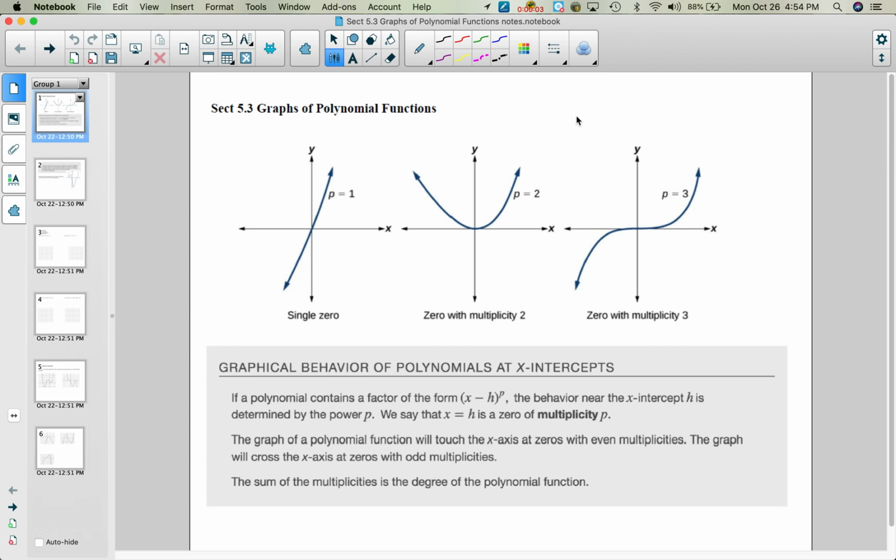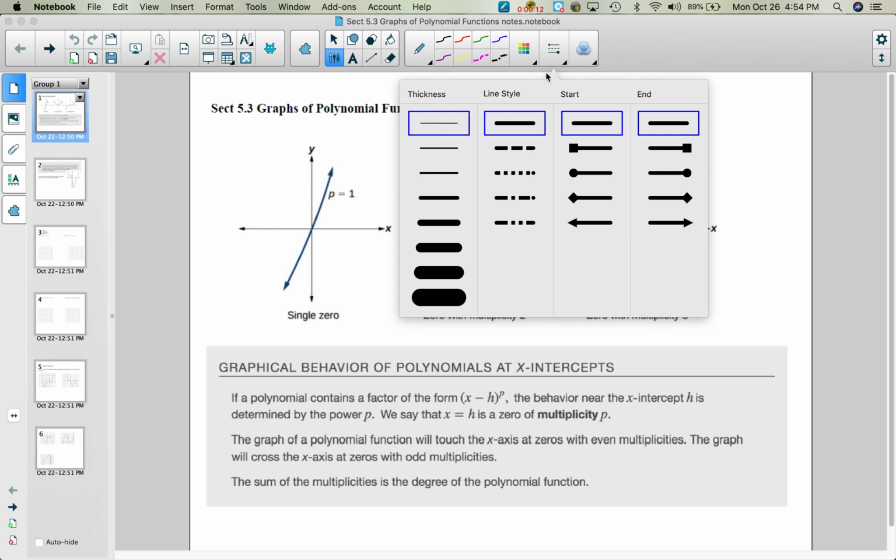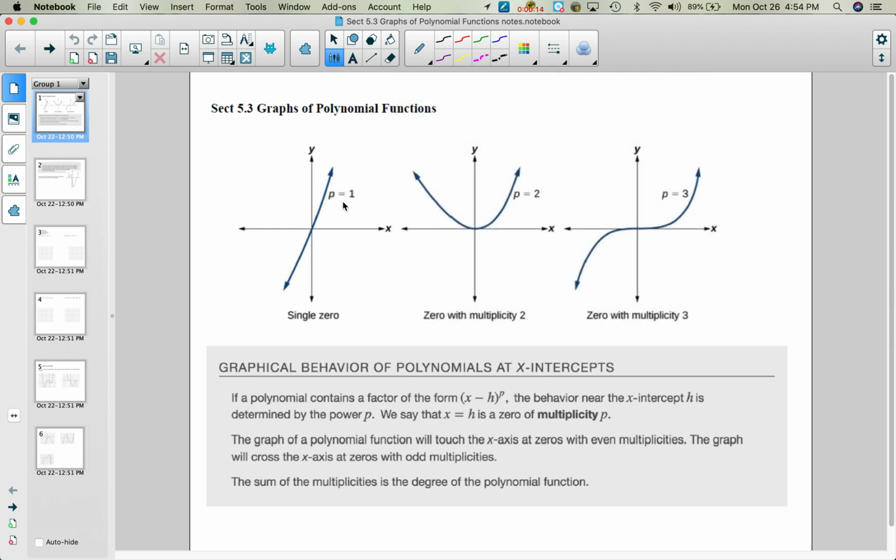Section 5.3 deals with graphs of polynomial functions. What I'm going to talk about next is a little different than what we have looked at before. You can tell something about the roots of a function by how the curve passes through the x-axis. For example, it might pass straight through. If it passes straight through, then that gives us just a single zero.